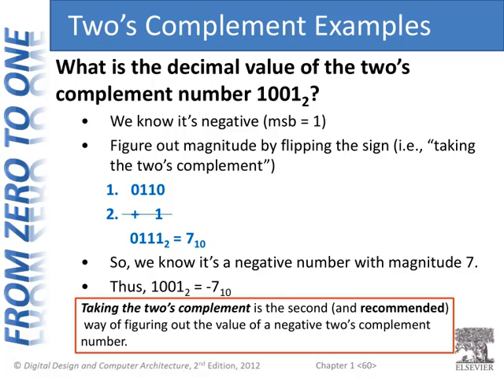And here we have it written out for your convenience. So I've shown you 2 ways of figuring out what a 2's complement number is. Taking the 2's complement, the method I showed you second, is the recommended way of figuring out the value of a negative 2's complement number.